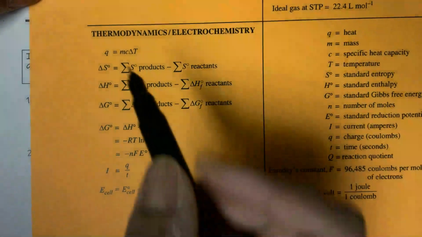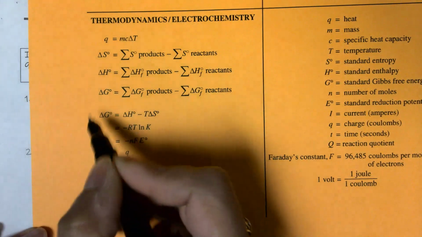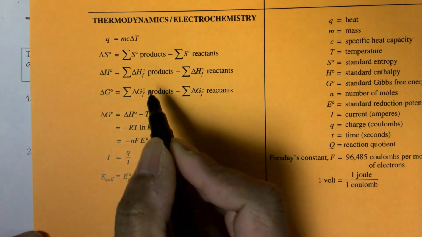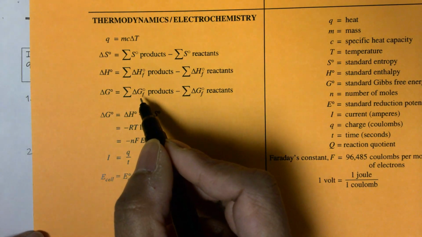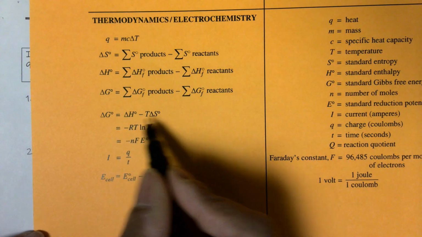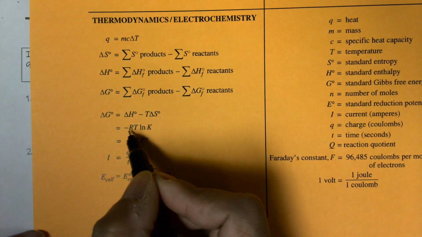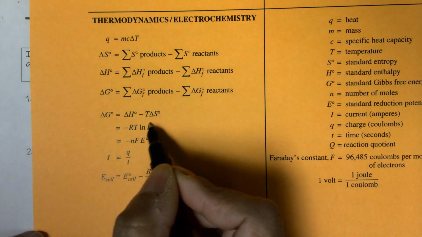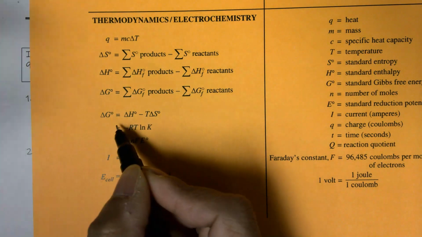We know, looking at our AP reference table, first of all, the last one that we had, delta G, is products minus reactants. That was in the last topic. Also in the last topic was delta G is equal to delta H minus T delta S. So both of those are in there. We also have delta G is equal to negative RT ln K. This is when we are dealing with the equilibrium constant, or K.